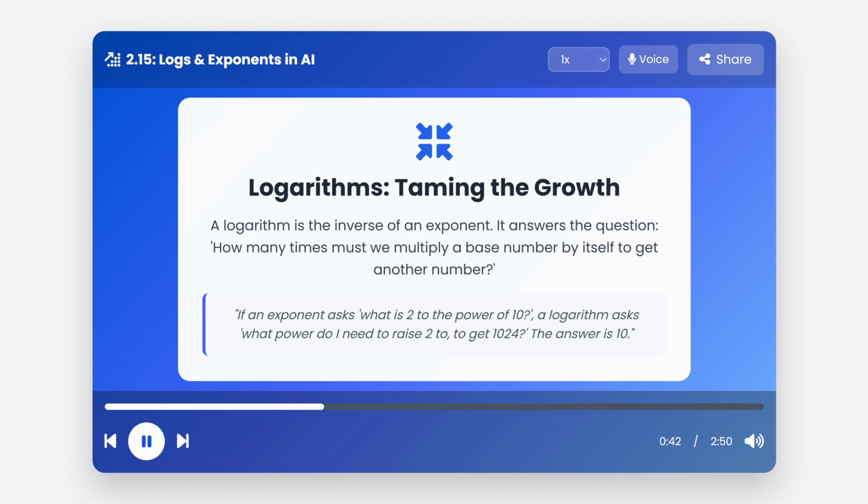A logarithm, or log for short, is the inverse of an exponent. It essentially undoes the exponent. A log answers a simple question: how many times do I need to multiply a base number to get another number? For example, we know that 10 to the power of 3 is 1000. The logarithm asks the reverse: what power do I need to raise 10 to get 1000? And the answer is 3.